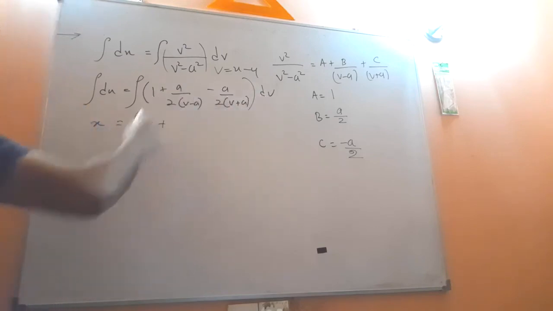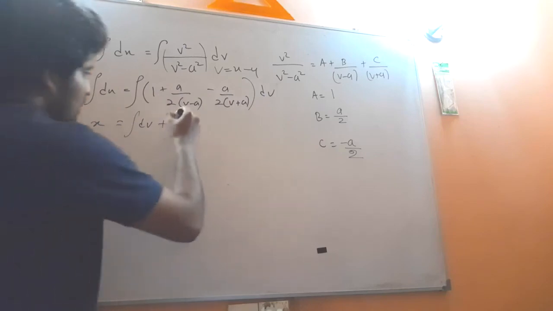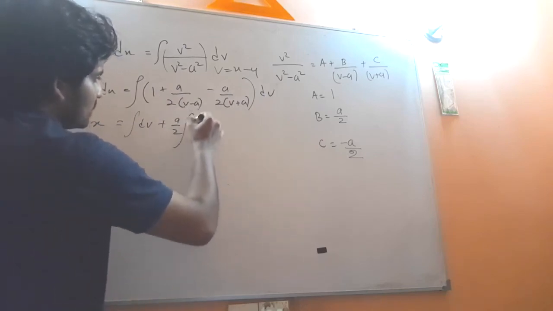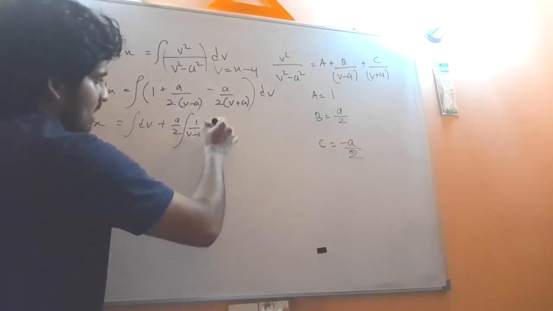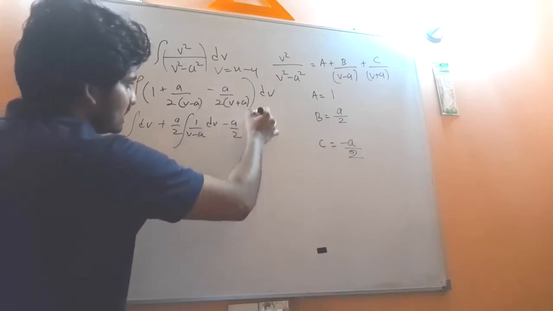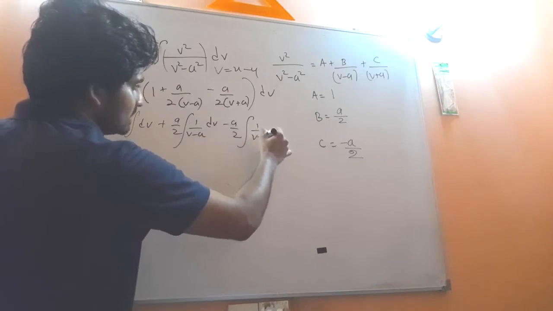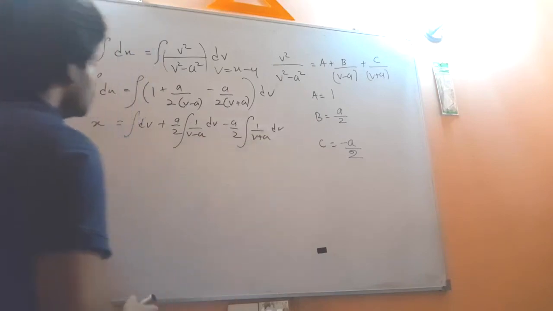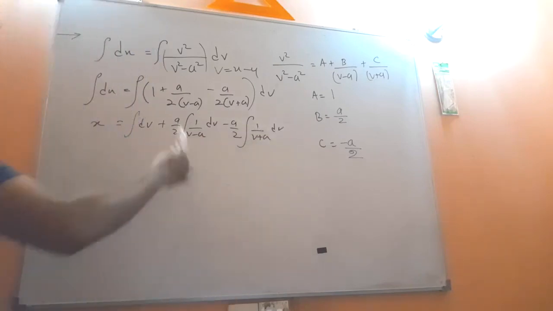But a divided by 2 is a constant, right? So you can take it out. Plus a by 2 integration of 1 over v minus a dv, right? Then for here minus a by 2 integration of 1 over v plus a dv, right? So now the next task is integration of this part.